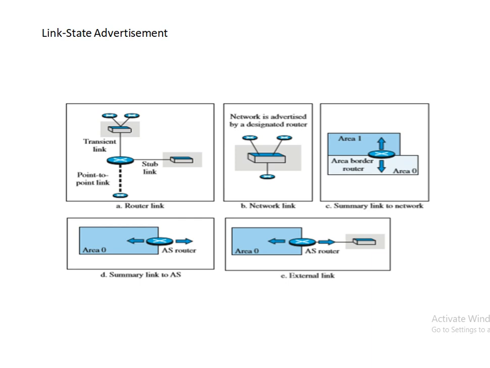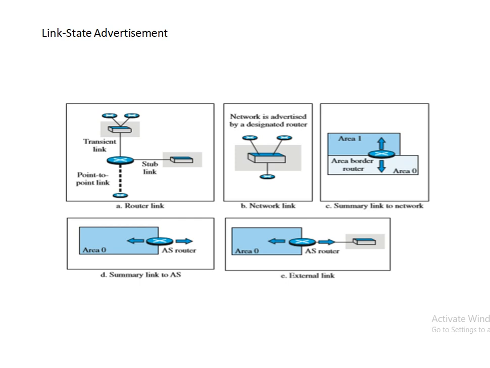Now the fourth one is summary link to AS. This is done by the autonomous system boundary router, which advertises the summary links from other autonomous systems to the backbone area of the current autonomous system. The last one is external link. This is also done by an autonomous system boundary router to announce the existence of a single network outside the autonomous system to the backbone area, to disseminate into areas.